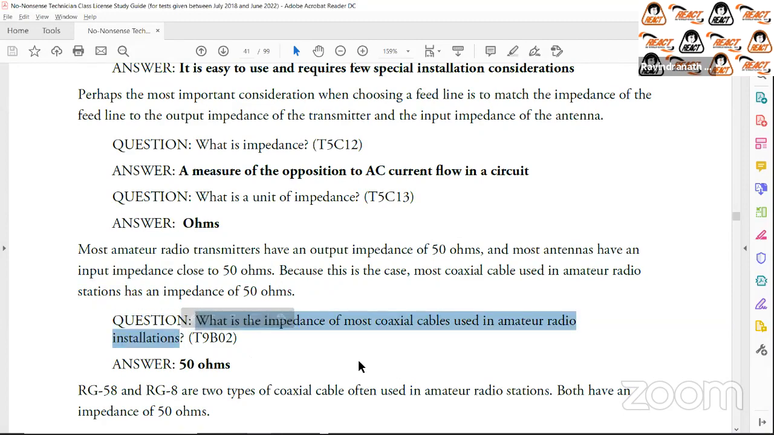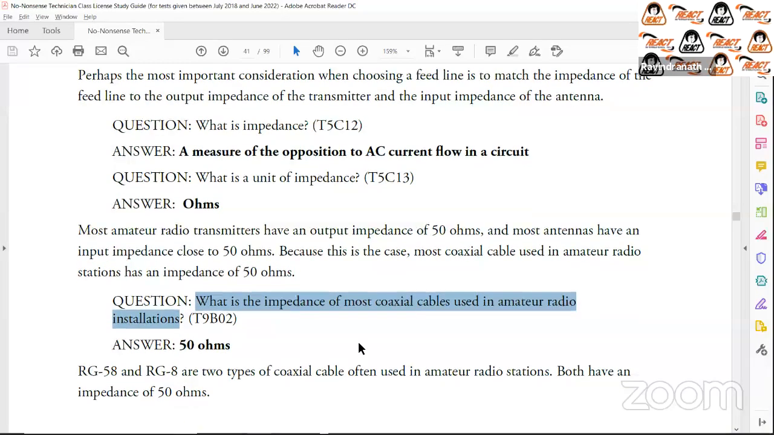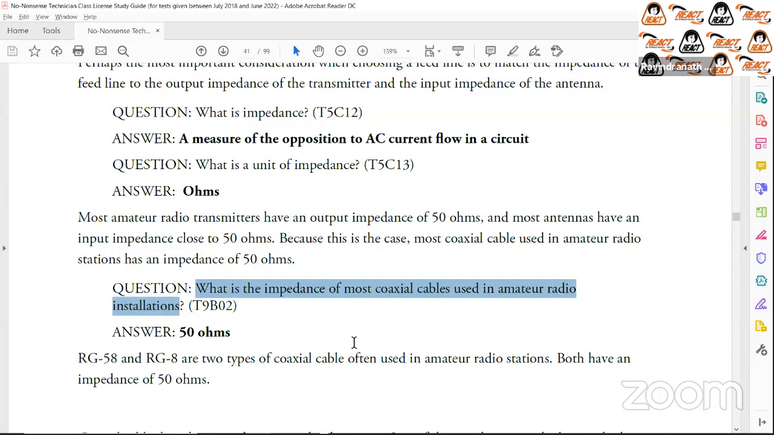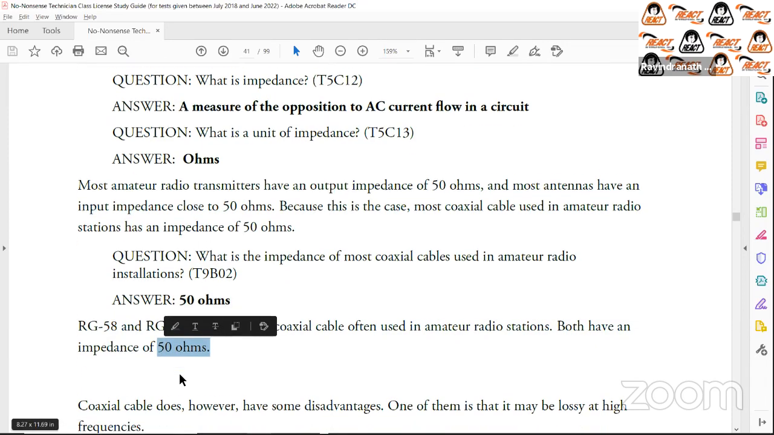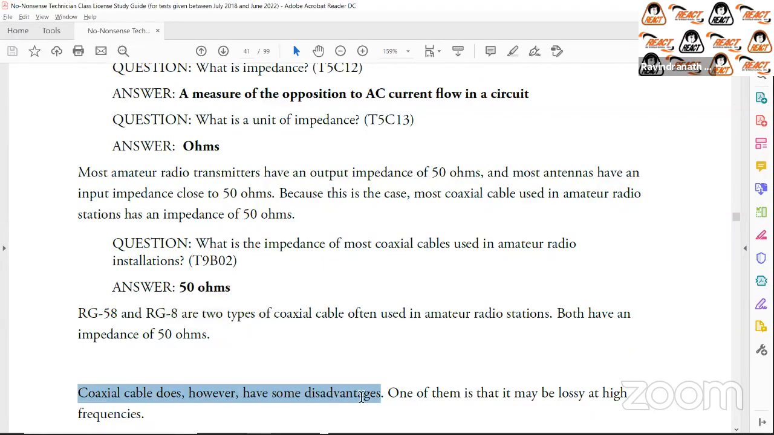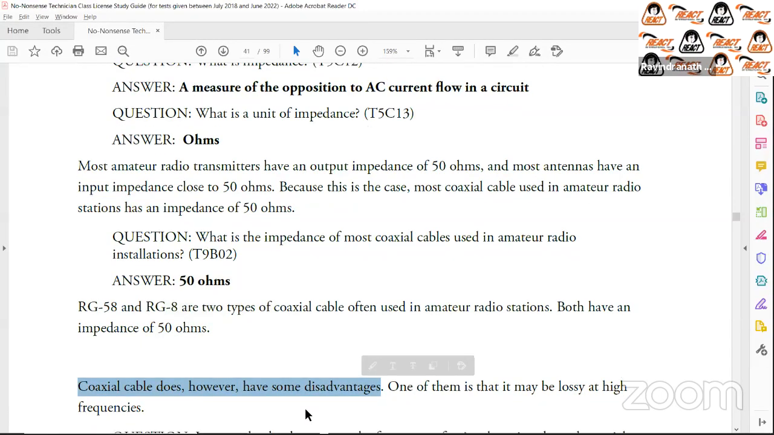Question in the question pool. What is the impedance of most coaxial cable used in amateur radio installations? So remember that figure, 50 ohms. They also tell us here that RG58 and RG8 coaxial cables, the cables we looked at in the slide deck, are often used in amateur radio stations, and the impedance, both of them, would be 50 ohms. Now they tell us that coaxial cable has some disadvantages.